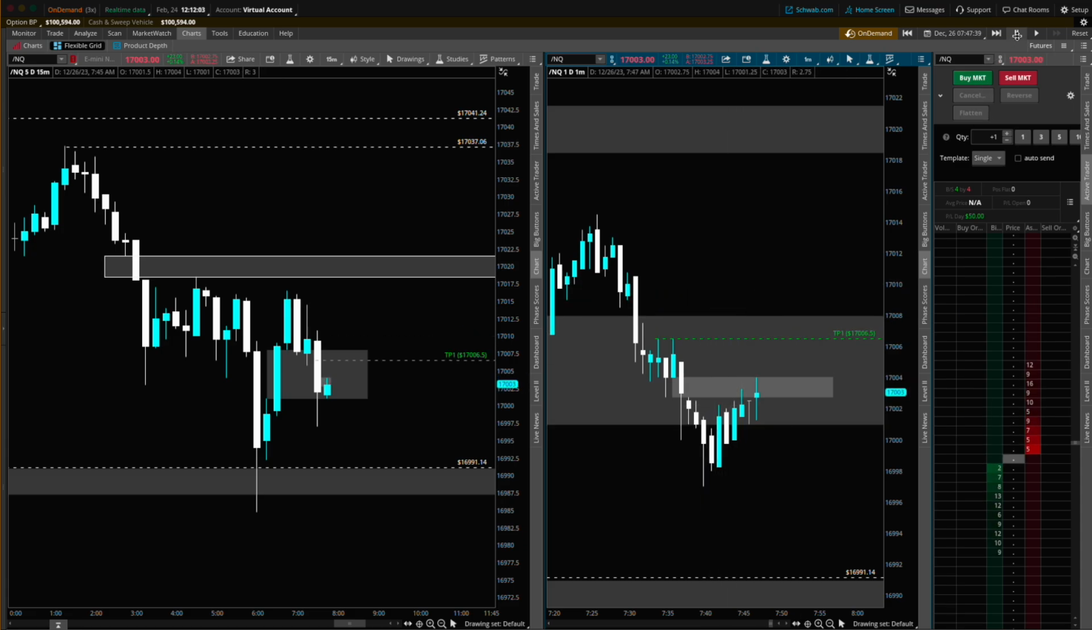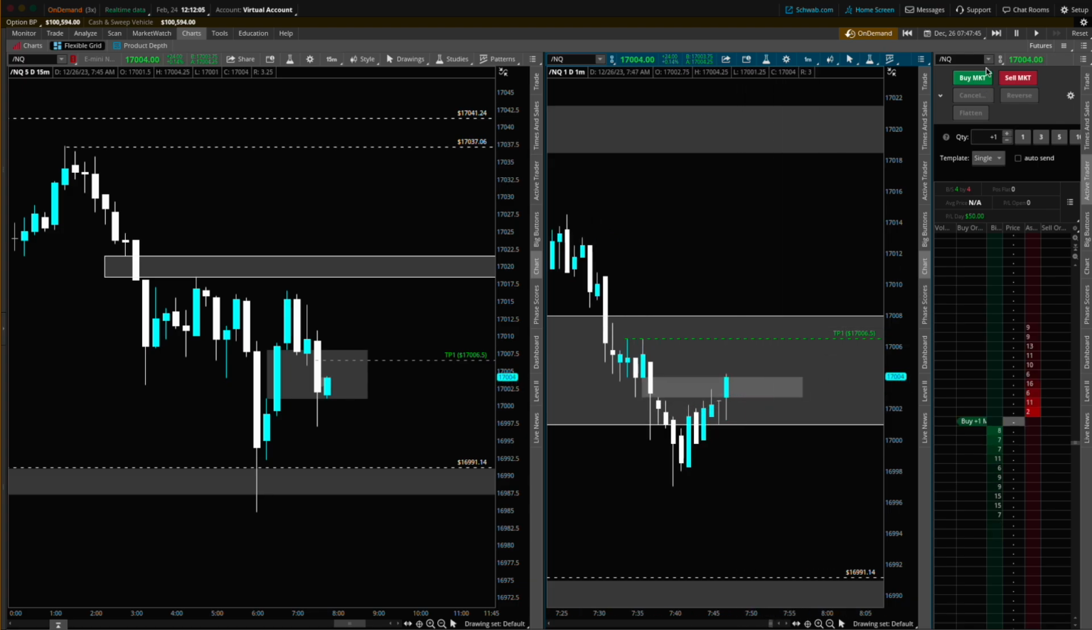All right, let's see if this 1 minute will close above this fair value gap or not. And again, this is called the inverse model. Okay, it did close. Now I want to see if it will come retest or not.